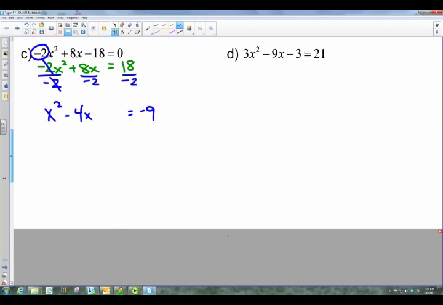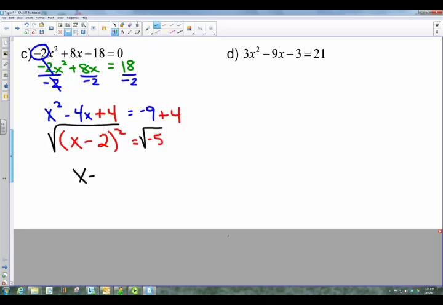Okay, now we go through our process. So you take half of b, which is negative 2. Negative 2 squared is plus 4, and plus 4. Okay, this is now a perfect square. So I go x minus, and remember it's half of b. Over on the right hand side, I've got negative 5. Now we go through, we take the square root of both sides, and you've got x minus 2 equals plus and minus square root of negative 5.